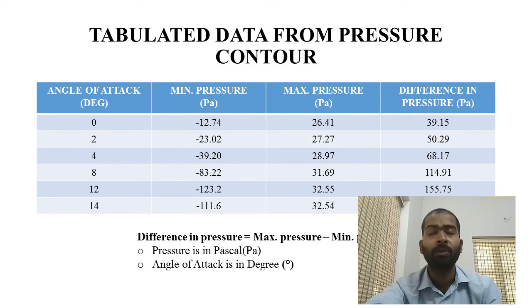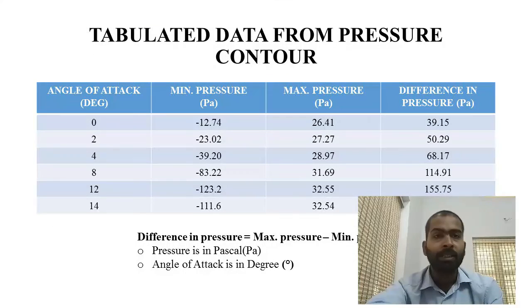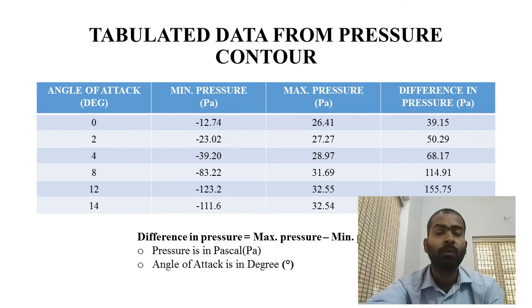After all the calculations, we have tabulated the data in the form of angle of attack in degrees, minimum pressure in Pascal, maximum pressure in Pascal, and their difference in Pascal. So here we can see that from 0 to 14 degrees of angle of attack, there are pressure variations from minus 12.74 to minus 101.6 Pascal, and the difference is also given in the table.